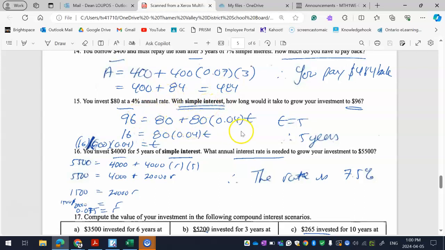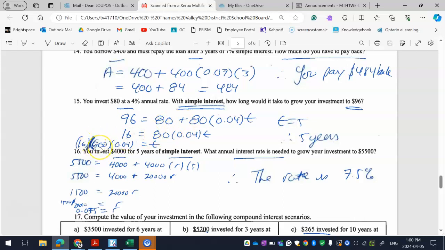This one here, you're going to solve for t, so it's a little more difficult. So you set it up like this, and then you subtract 80 from both sides to get 16. So now I have 80 times 0.4 t. You can do this one of two ways. One, you can multiply this times this, 80 times 0.04, and then divide it on the left, or you can divide each of these, which is what I did here.